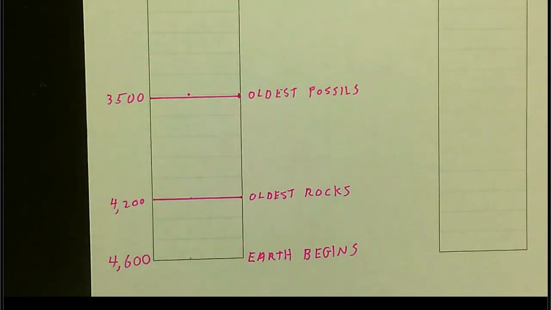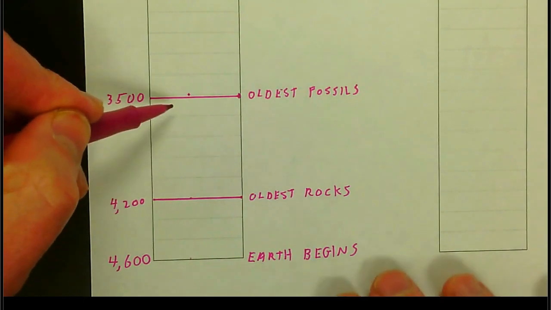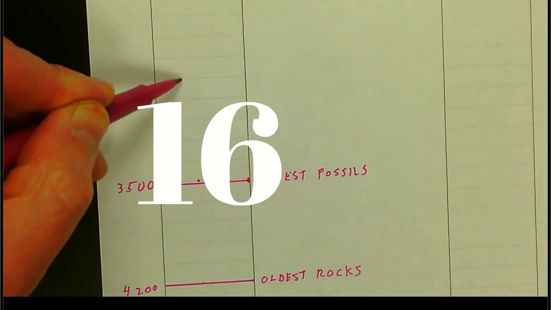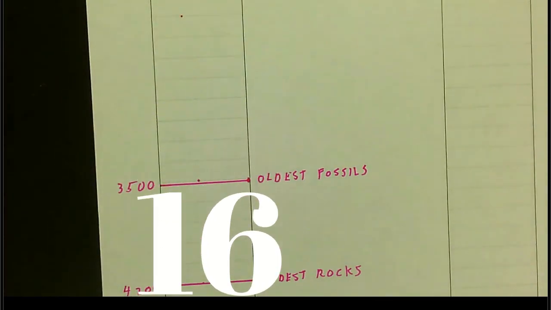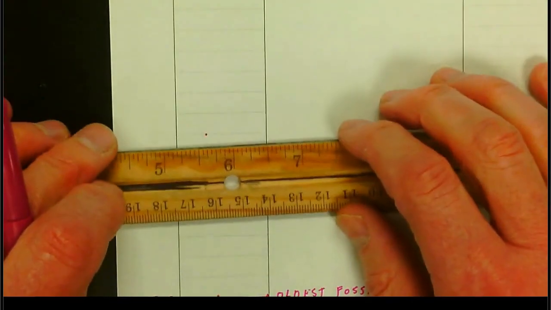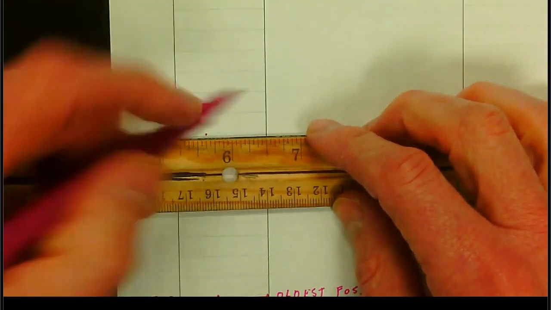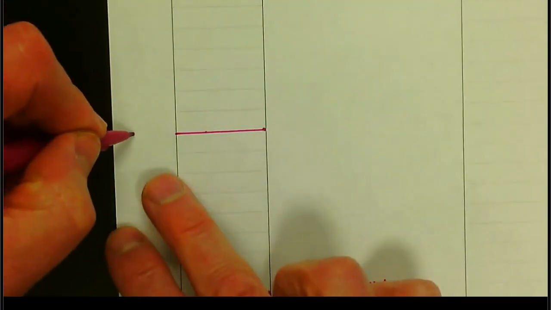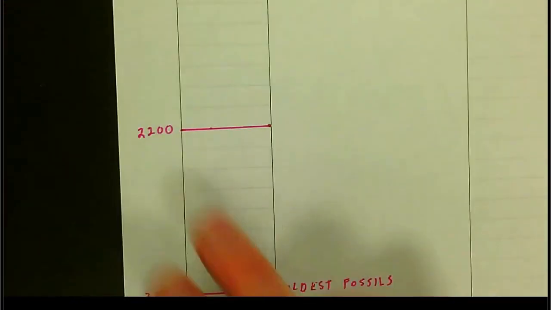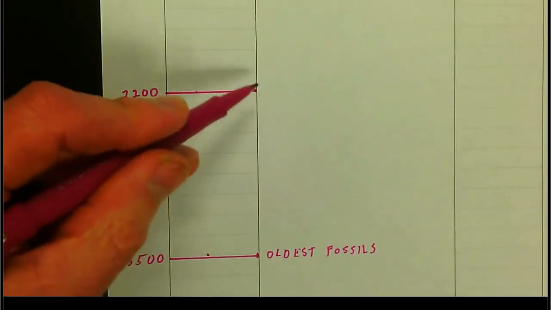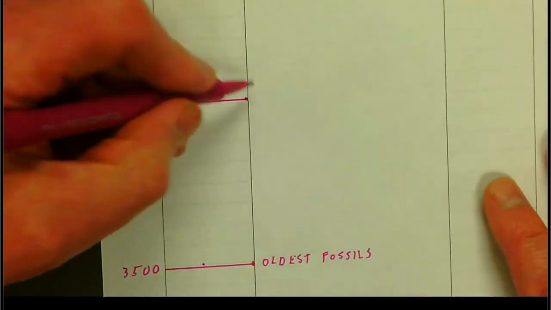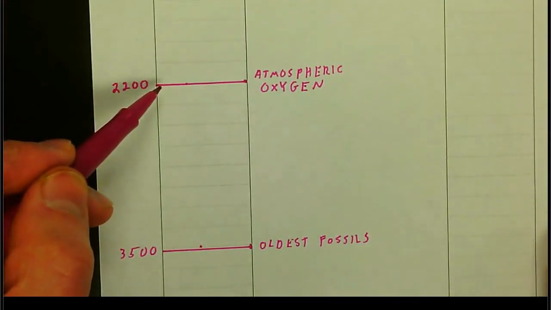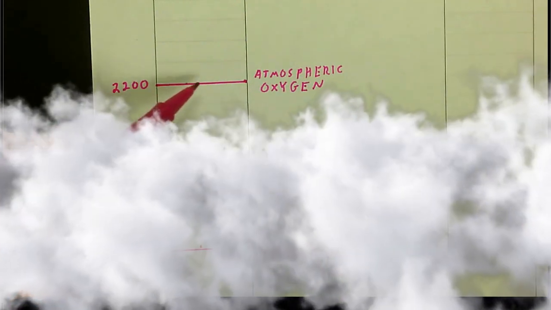If we double this, instead of going up 8, let's go up another 8 for a total of 16. Let's put a line here because something really important to life happened around this time. About 2,200 million years ago. This is where we find abundant oxygen in the atmosphere. This allowed there to be ozone. Ozone is made out of oxygen.